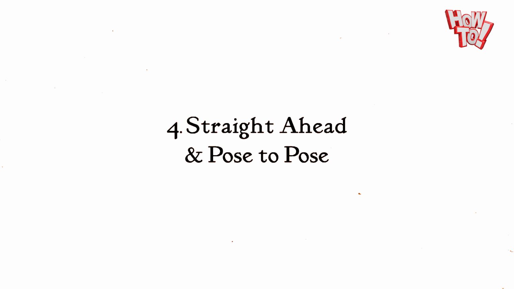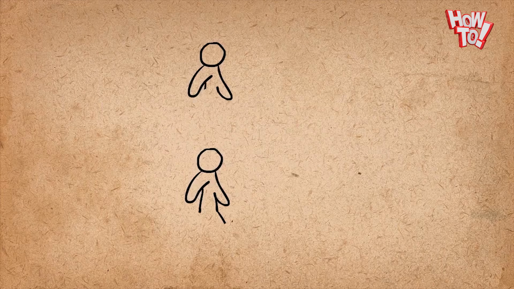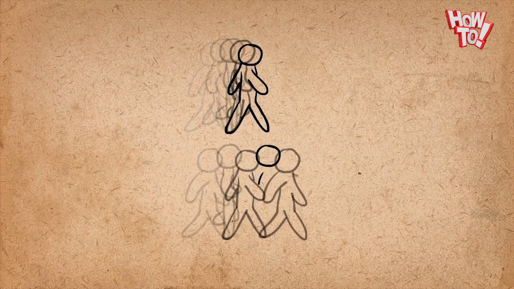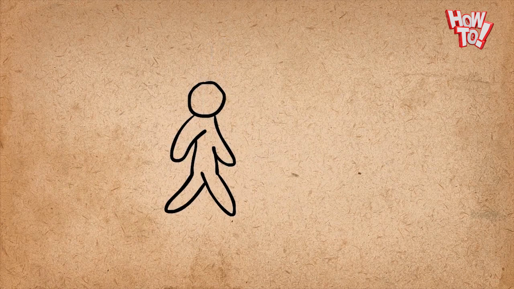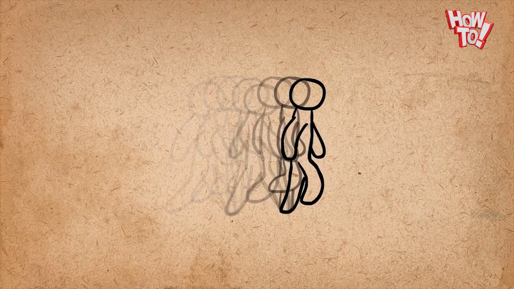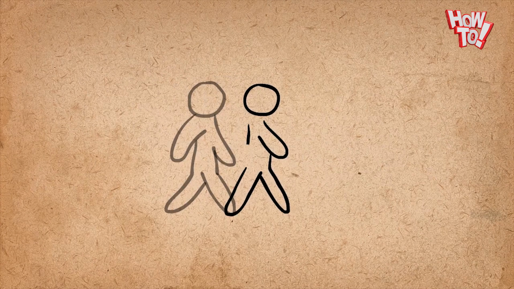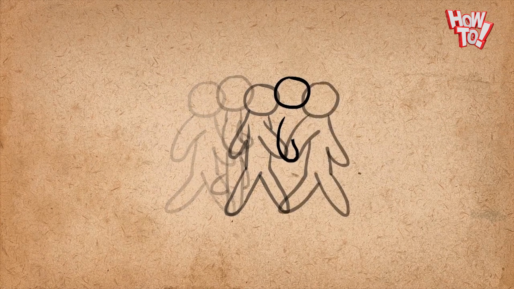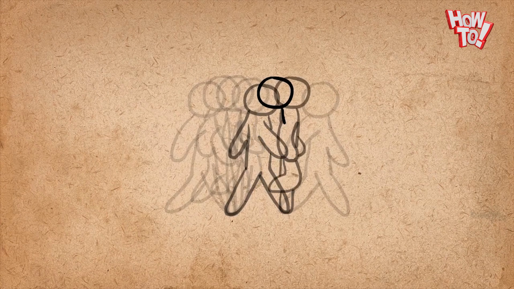Now the fourth animation principle is straight ahead and pose to pose. This explains 2 methods on how to draw. The straight ahead is when you draw the first drawing, the second drawing, and so on, basically animating as you go. The second method, pose to pose, is when you draw the beginning and end, then go back later and fill the drawing in between.